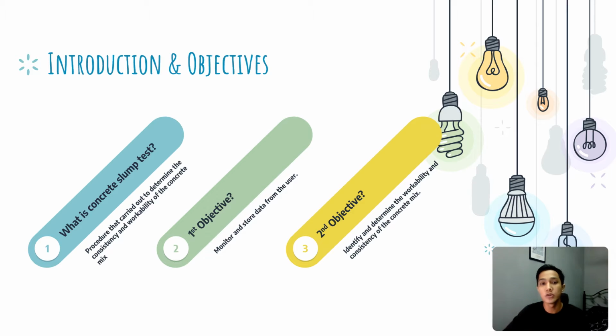First thing first, we need to know what is concrete slump test. Concrete slump test is a process used to verify the consistency and workability of a concrete mixture that was made in a lab or on the construction site.